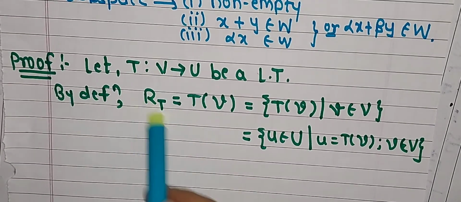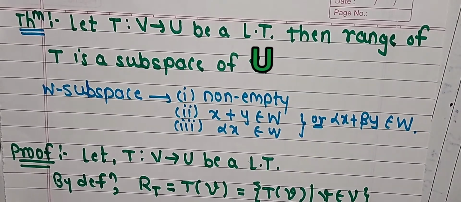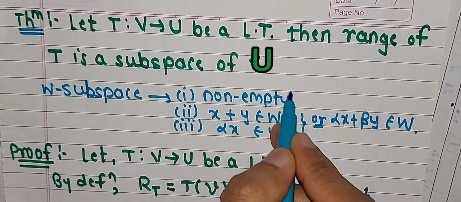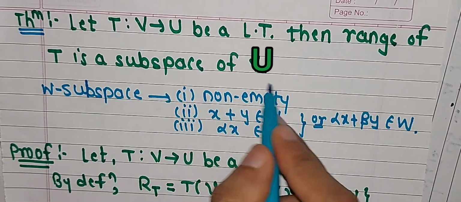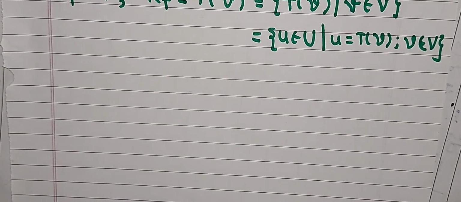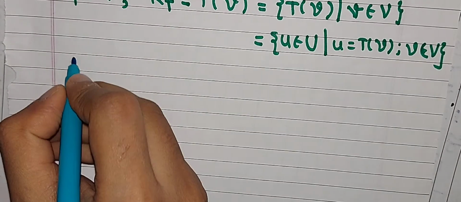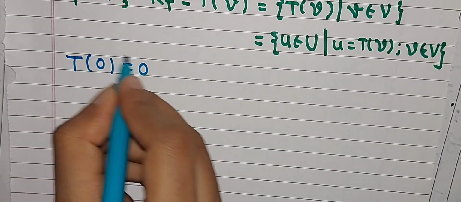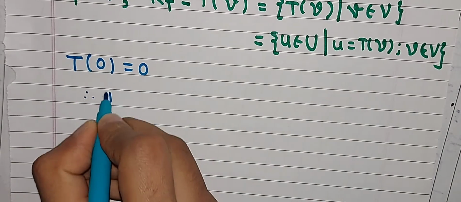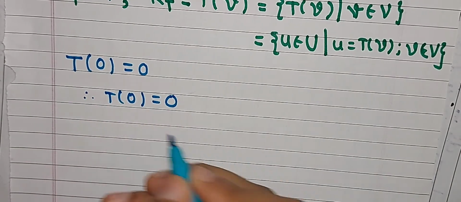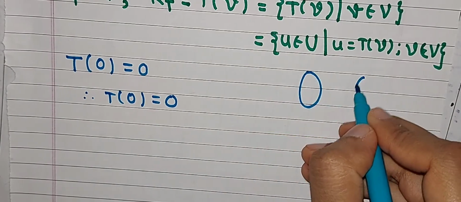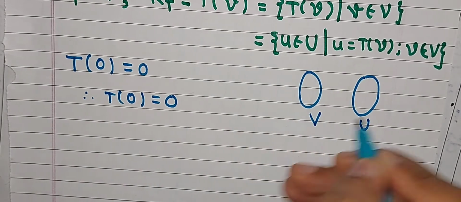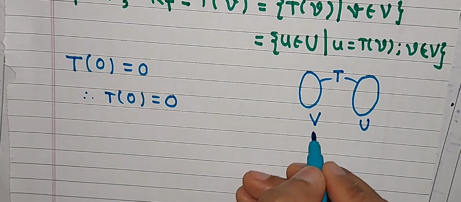So these are our given conditions. Now we only have to prove that this range of T is a subspace. For that, firstly we will prove that the given range of T is a non-empty set. For that purpose we have already obtained one relation in previous lectures, that T(0) is equal to how much? 0. With the help of this formula, we can write T(0) equals 0, if this is my domain V and this is my codomain U, and we take a transformation in between them.